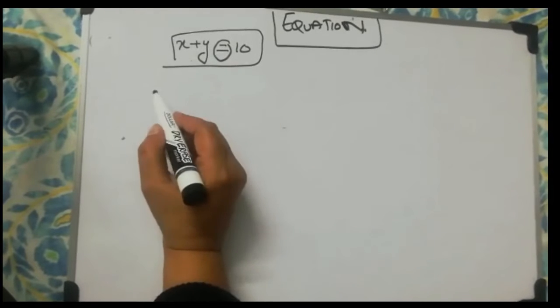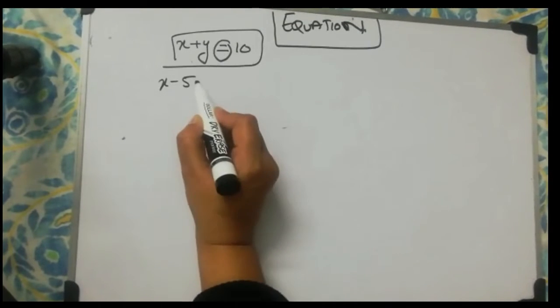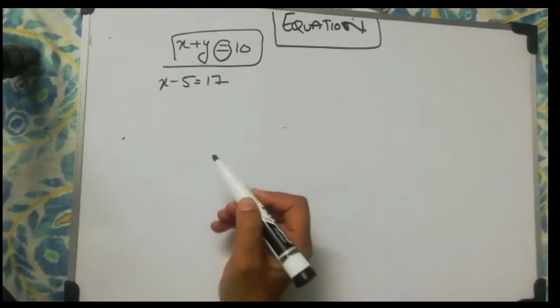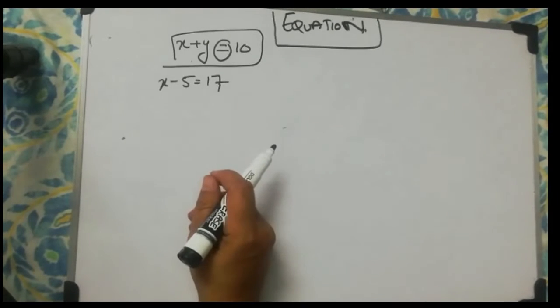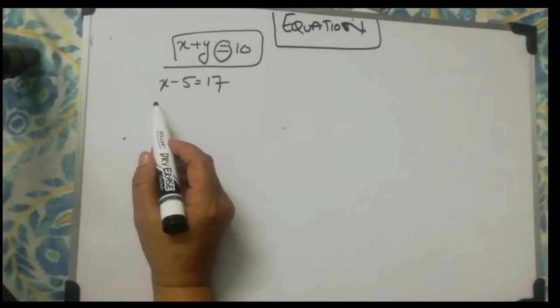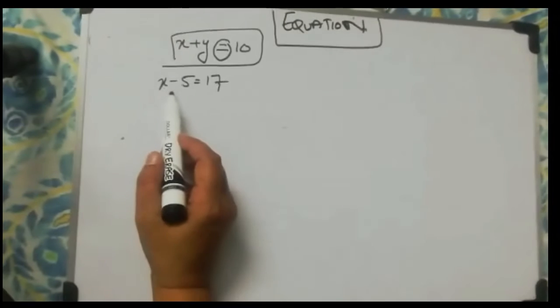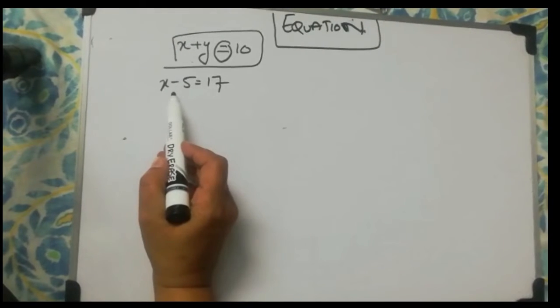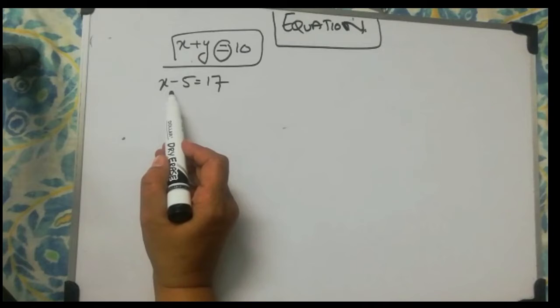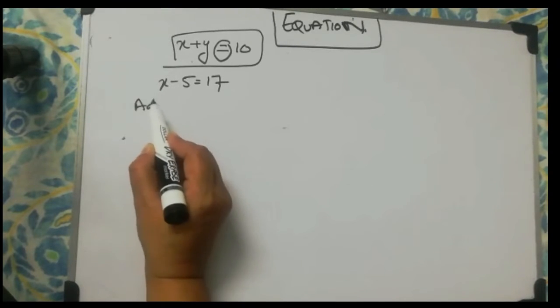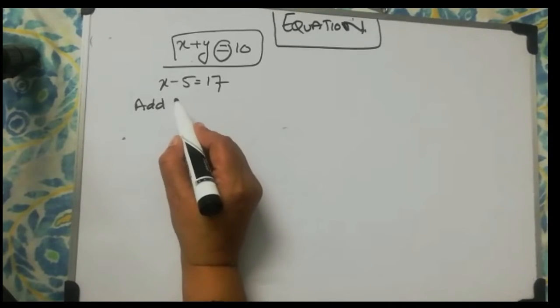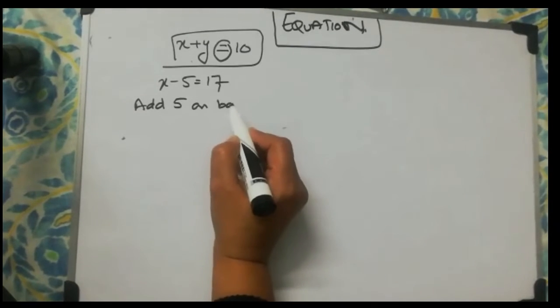For example, a simple equation: x minus 5 is equal to 17. Now, the basic purpose of an equation is to find out the values of the unknown. What is the unknown in this case? X. To find out the value of x, we have to shift this 5. Now, what is the sign with 5? Minus. The opposite of minus is plus. So I have to remove this minus 5 from this side to get x. The opposite of minus 5 is plus 5. So what I will do is add 5 on both sides.